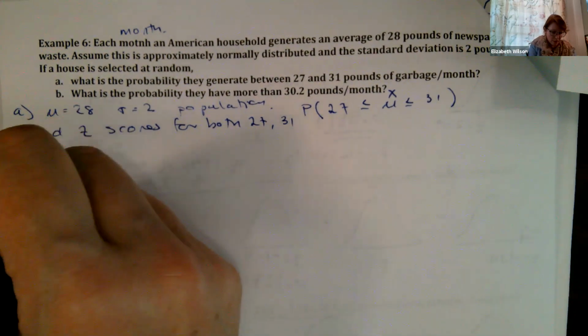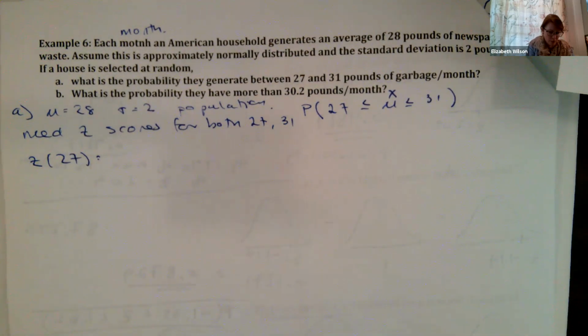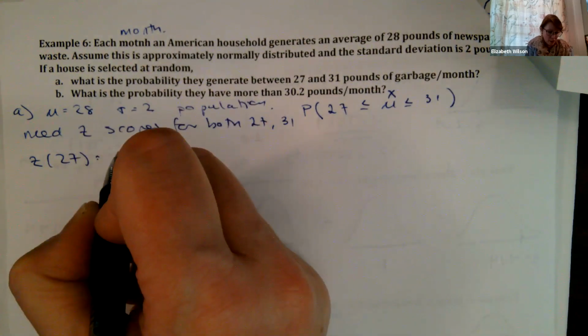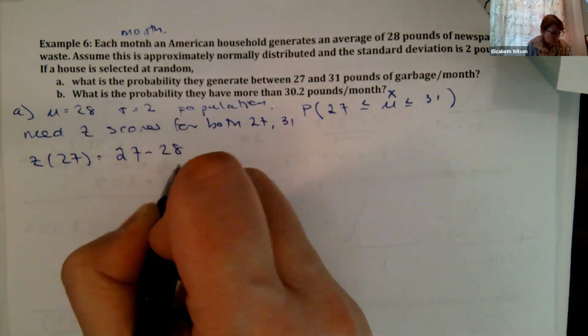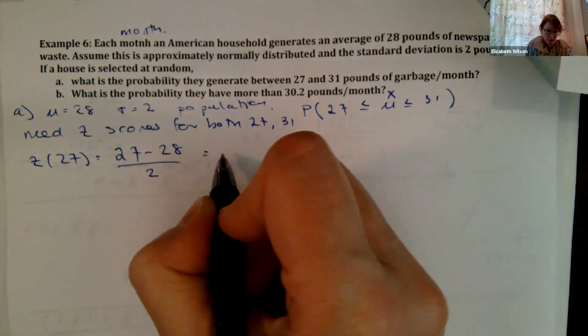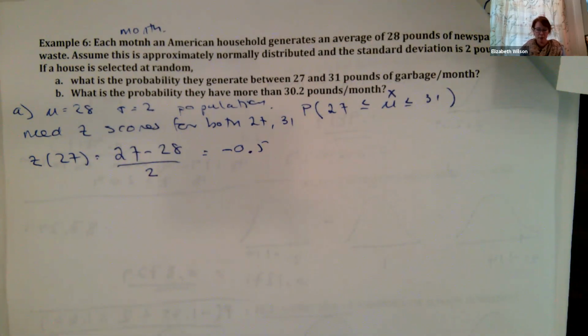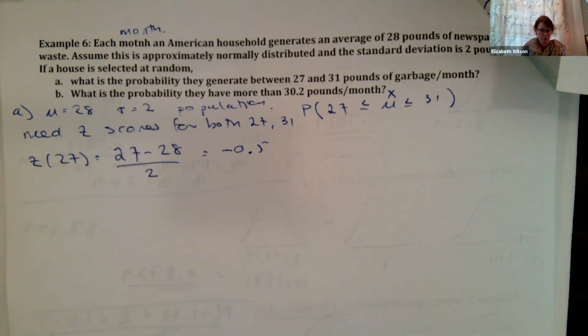Okay, so then z of 27 is going to equal x bar minus mu over sigma. So it's going to be 27 minus 28 all over 2. Okay, and that's going to equal minus 0.5. Negative is fine. It just means that we're falling on the lower end, right? We're falling to the left of our mean value.